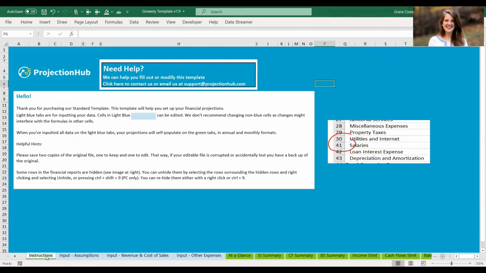So that is a brief overview of our Growery template. This will help you develop your financial projections for a Growery, whether you need them for an investor, for a bank, just for your own personal planning. Please reach out if you have any questions about this model. We are available at support@projectionhub.com. We help clients with these models on a regular basis. So if you have questions, please reach out.